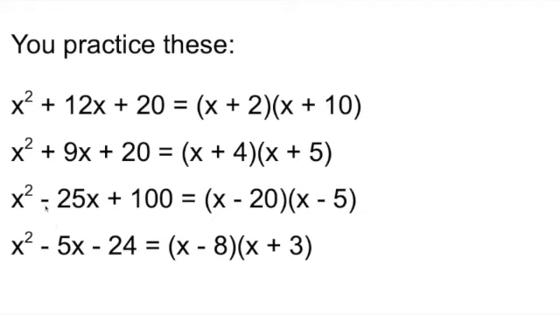This one where they have to add to negative 25 and multiply to positive 100. Keep in mind that negative times negative equals a positive. So we're looking for two negatives. x minus 20 times x minus 5. And then the last one where they add to negative 5 and multiply to negative 24, one must be positive, one must be negative. The way it works out is x minus 8, x plus 3 works out. Because negative 8 plus 3 is negative 5, negative 8 times 3 is negative 24.